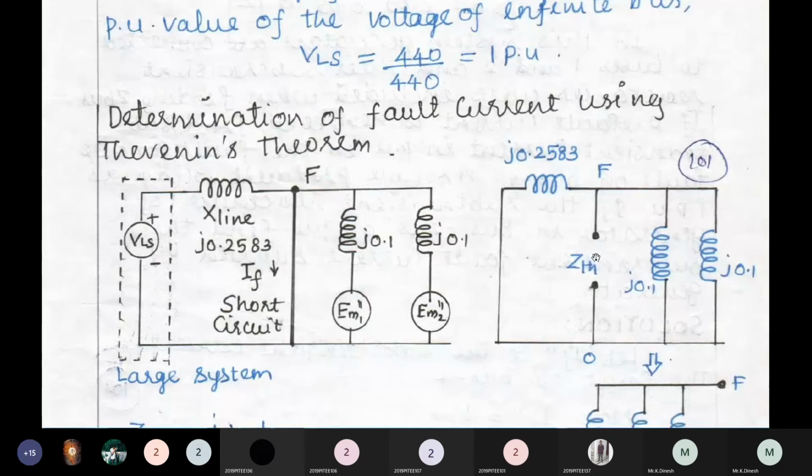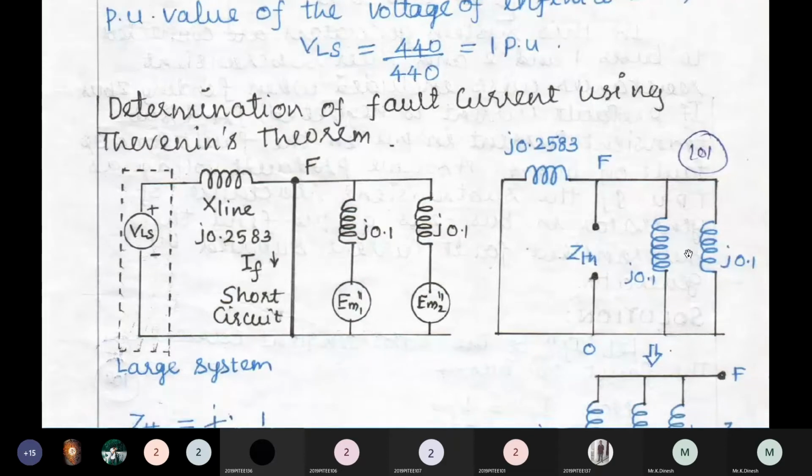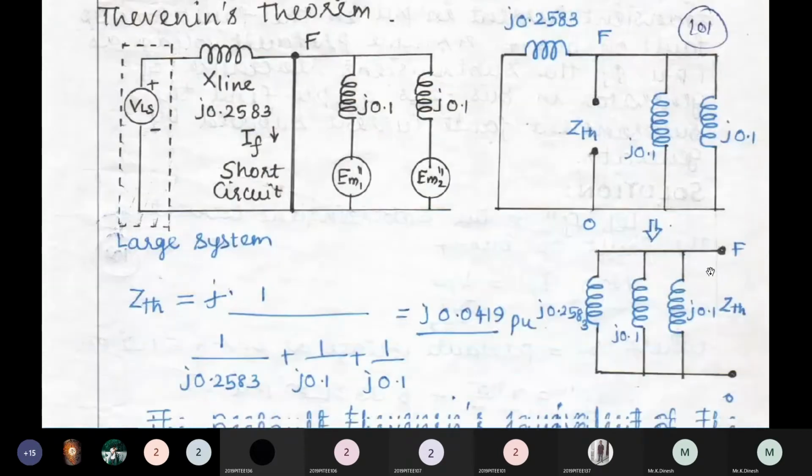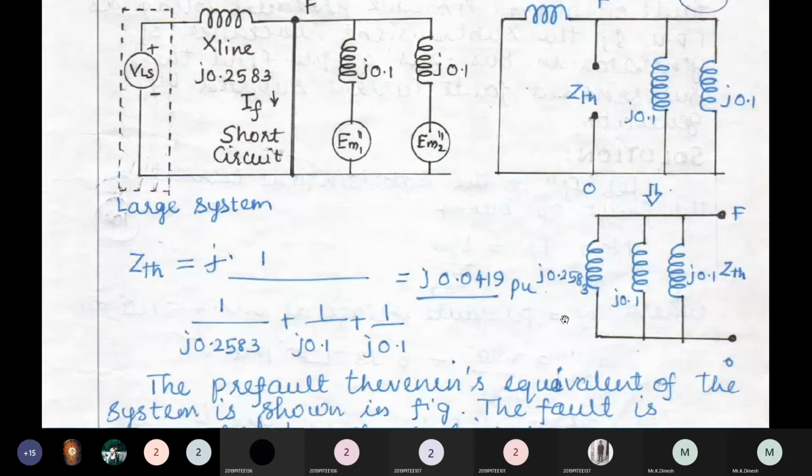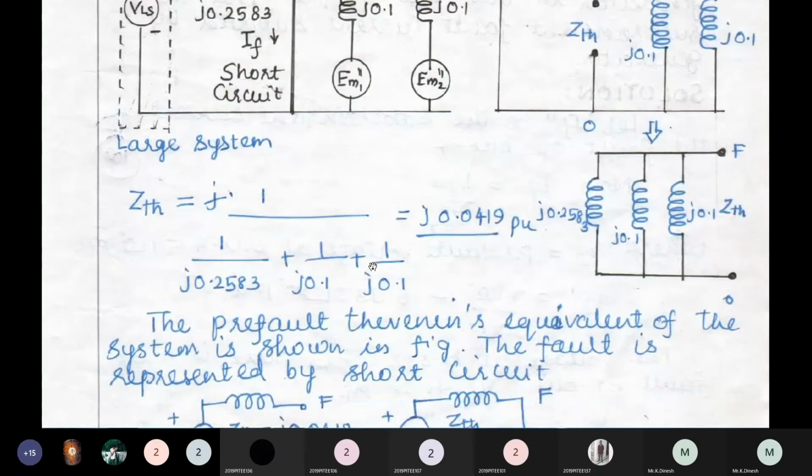So Thevenin is nothing but 0.2583, J0.1, J0.1 - all the branches are connected in parallel only. So take 1 divided by the sum of the reciprocals of the values. You can easily calculate the Thevenin impedance as 0.0419 per unit. So the 3 branches are connected in parallel. Clear.